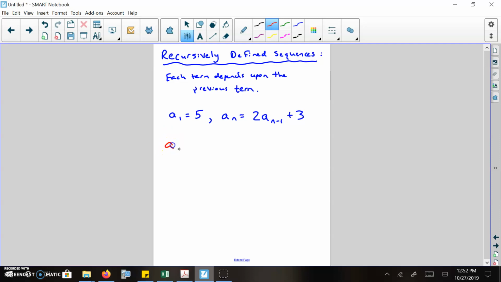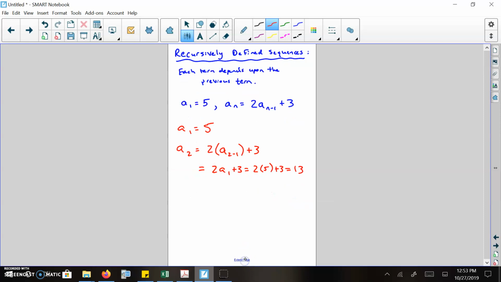So a sub 1 we already know is 5. Okay, a sub 2, the way that we would find this is we would do 2 times a sub 2 minus 1 plus 3. Okay, well a sub 2 minus 1, that's a sub 1, and we already know a sub 1 is 5. So it's 2 times 5 plus 3, that would give us 13.